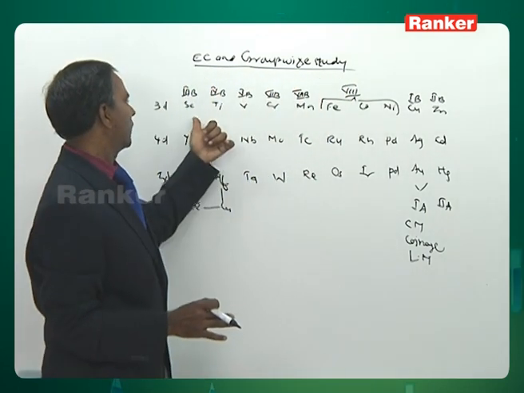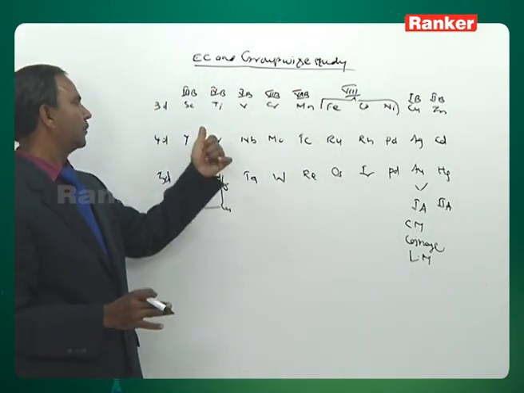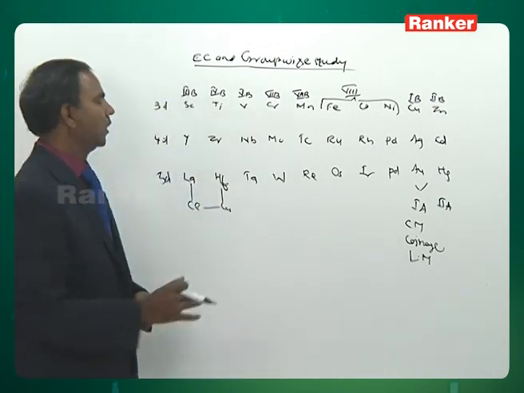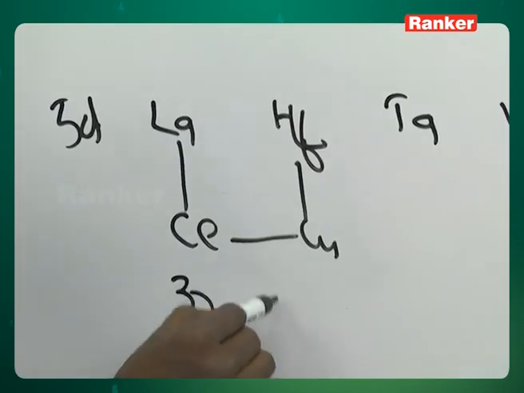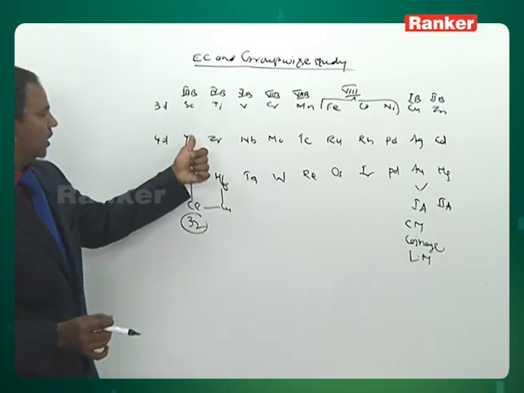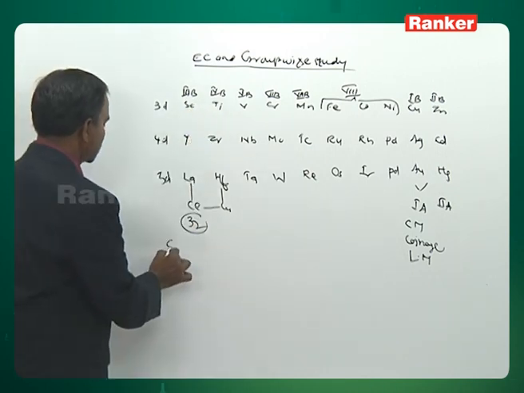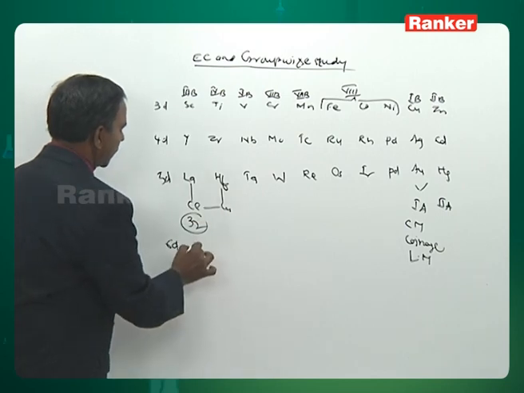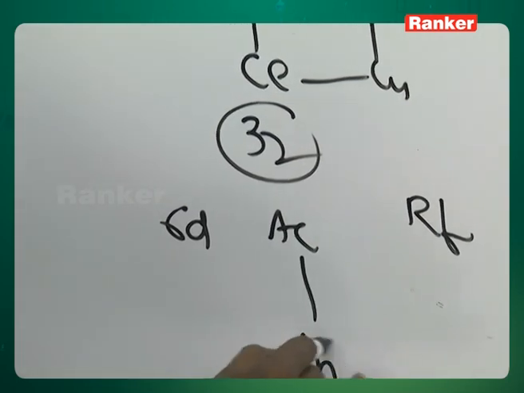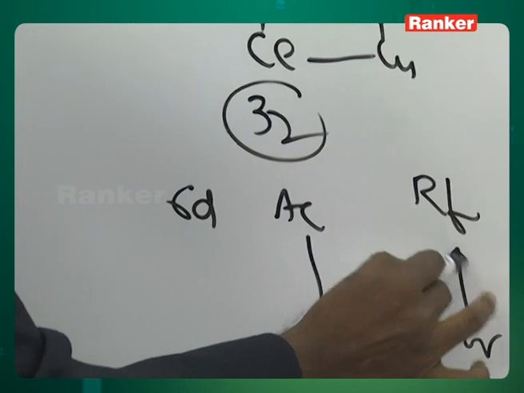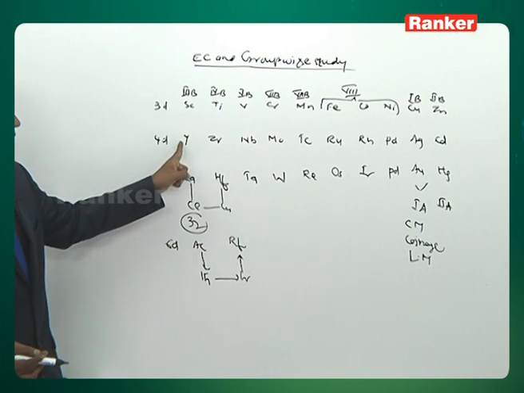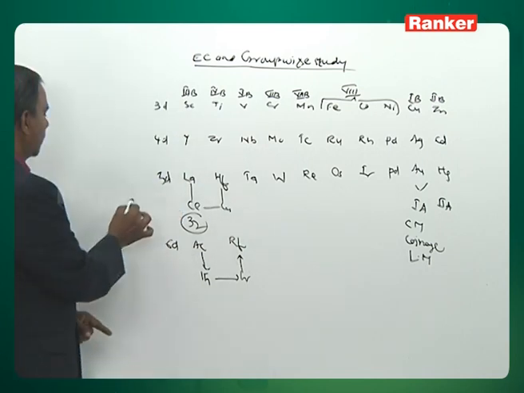Come to the next, third B group. This third B group carries the maximum number of elements in the periodic table, a total of 32 elements. Here, see first, second, third, then you can take 6D elements also. After lanthanum, you can take actinium, then rutherfordium. In between these, thorium to lawrencium. Now, the 4D block of elements, look here, 1, 2, 3 and 4.